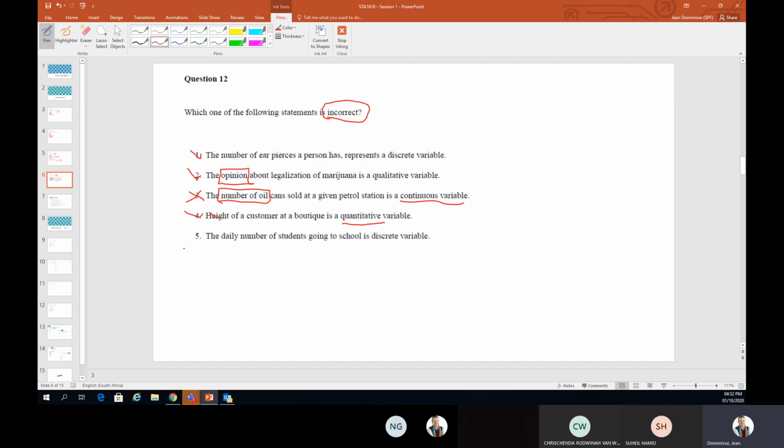And then the last one, the daily number of students going to school is discrete. Again, correct, because it is a number of. So again, if it is 1, 2, 3, 400, 500, it is a discrete variable because it is a discrete number. Depending on how the question is asked, it can have two things, but for this one, it is very clear that option 3 is the wrong one.